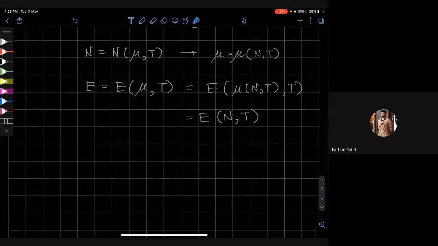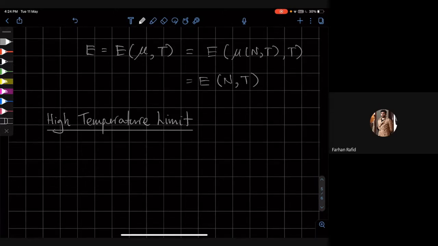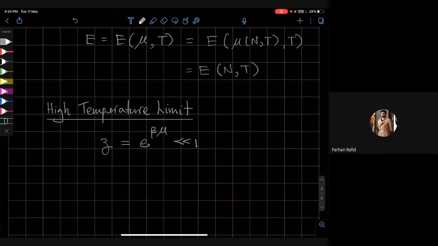Okay, let's look at the high temperature limit. So I'm going to argue that the high temperature limit corresponds to z, which is of course e to the power beta mu, being much less than 1. Now at first this may seem odd because as T goes to infinity, beta goes to 0, and you'd think that z then should go to 1. But that's actually not true.